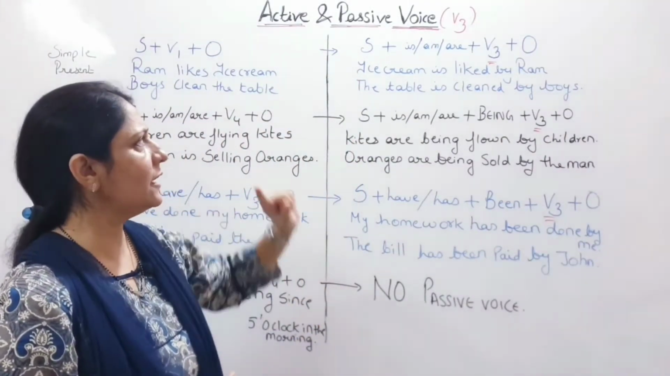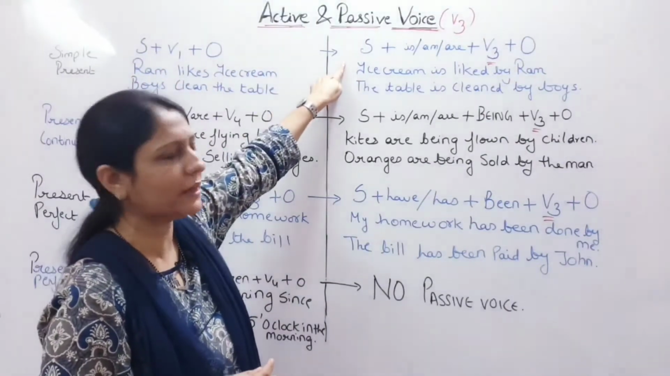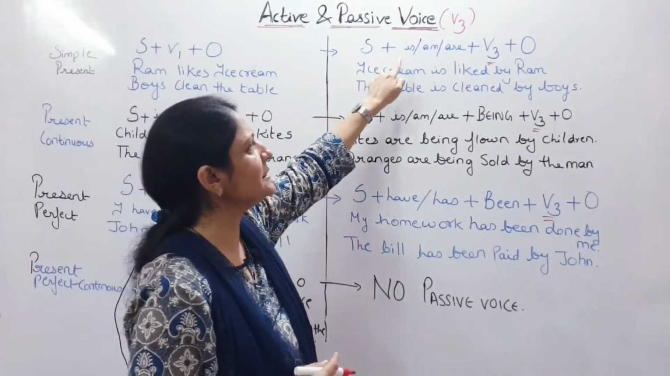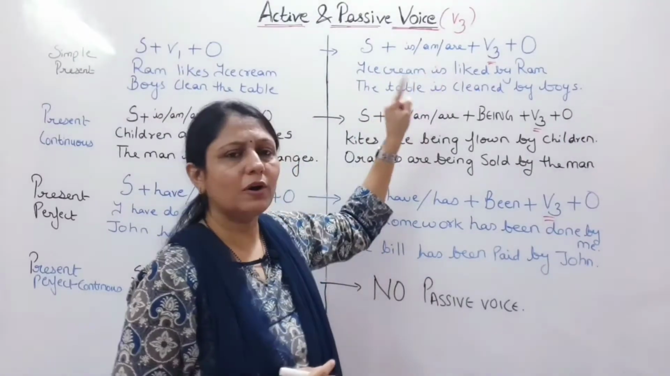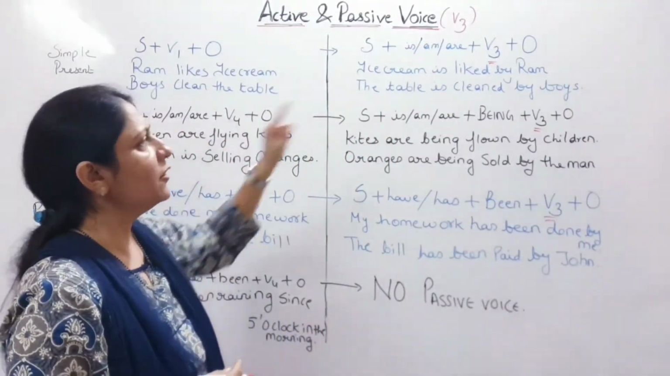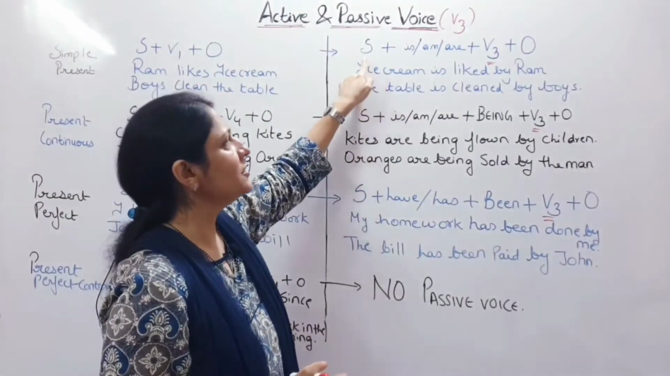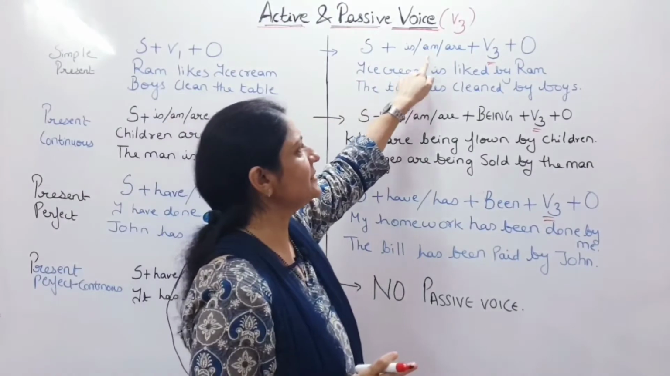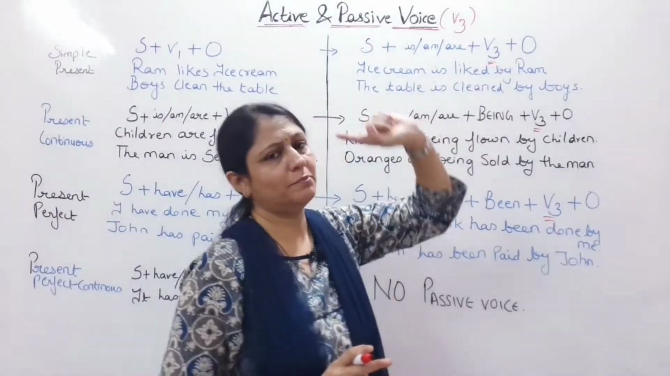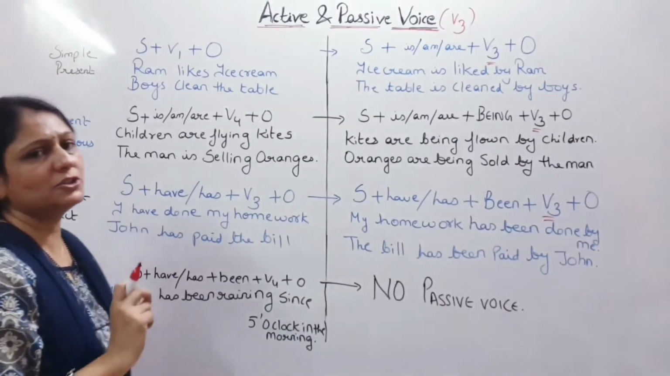Now, the formula subject plus V1 plus object becomes subject plus is, am, are. All of them are the helping verbs of present continuous tense. We select their use based on the subject. So, subject plus is, am, are plus V3 plus object. But this is not the only case to be remembered.